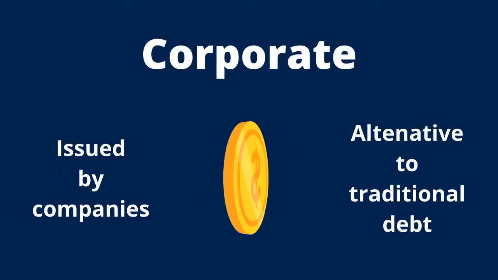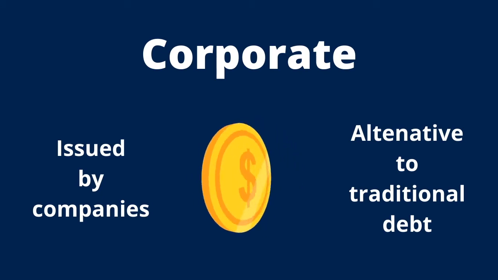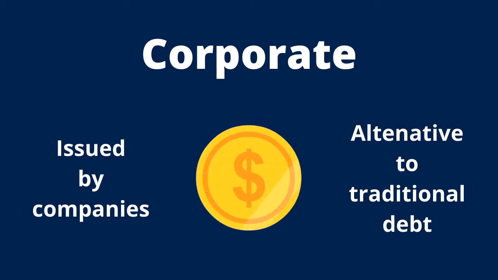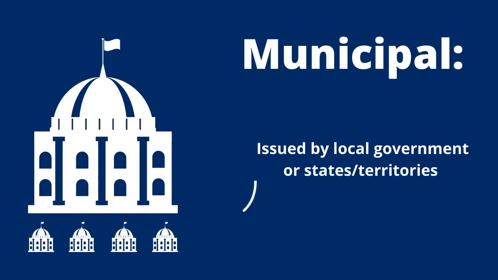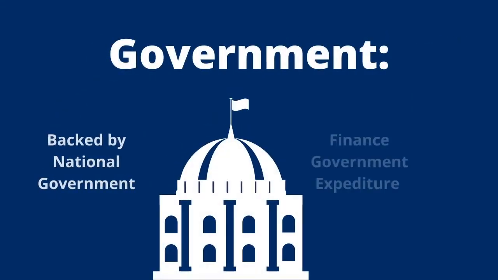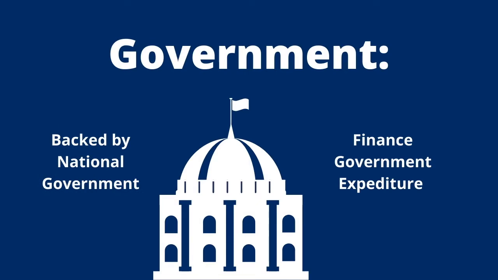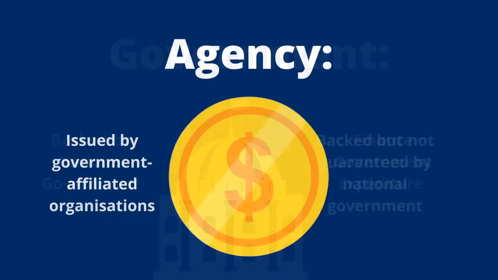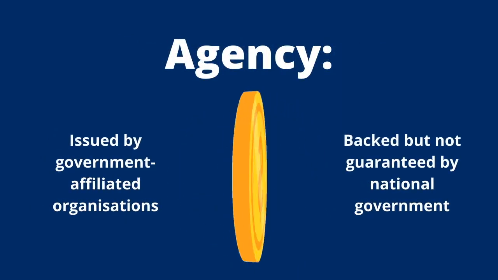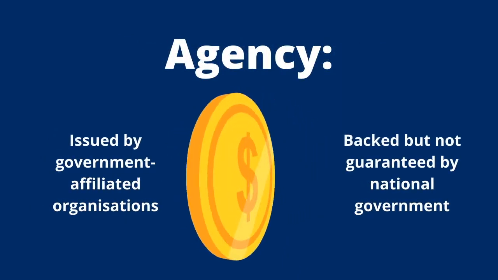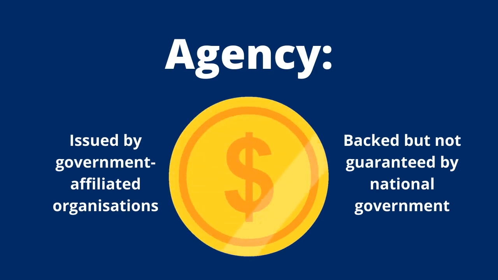Corporate bonds are those issued by companies as an alternative to taking on other forms of debt, such as a bank loan. Municipal bonds are issued by the state and municipalities. Government or treasury bonds are issued by the national government for the purpose of financing government spending. And agency bonds are issued by government-affiliated organisations which are backed but not guaranteed by the national government.